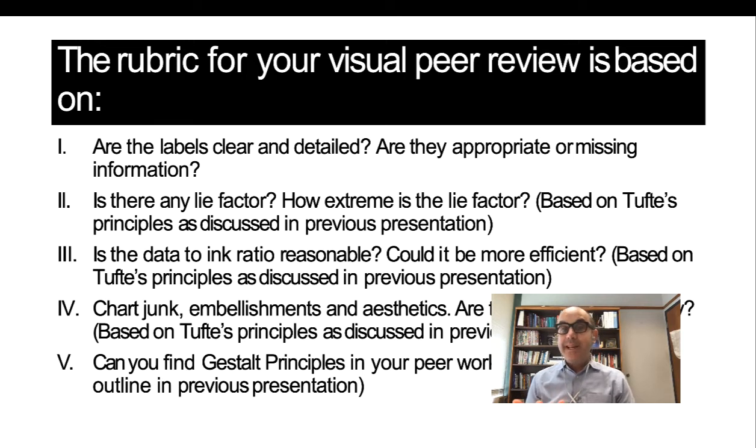So the rubric for your visual peer review is based on, are the labels clear and detailed? Are they appropriate or missing information? Is there a lie factor? How extreme is the lie based on Tufte principles that I discussed beforehand? Is there a data-to-ink ratio, which means could it be more efficient? Again, if we take it to print, what a paper print will come out will be more color, red versus black, or vice versa.